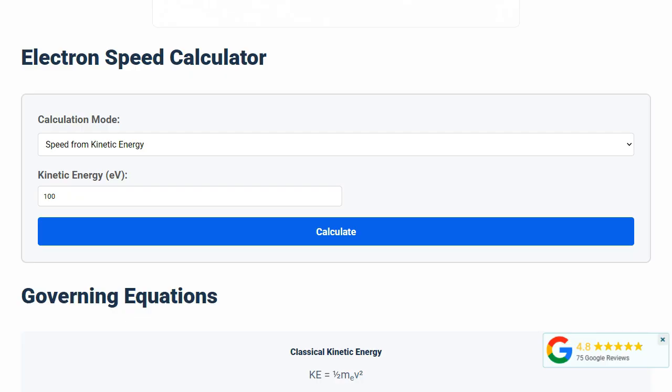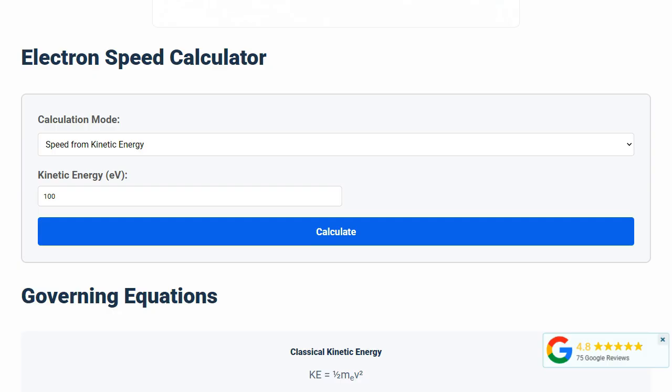To use this calculator, you'll need to enter the accelerating voltage in volts. This represents the potential difference that accelerates the electrons. For our example, let's enter a value of 1000 volts in the voltage input field.